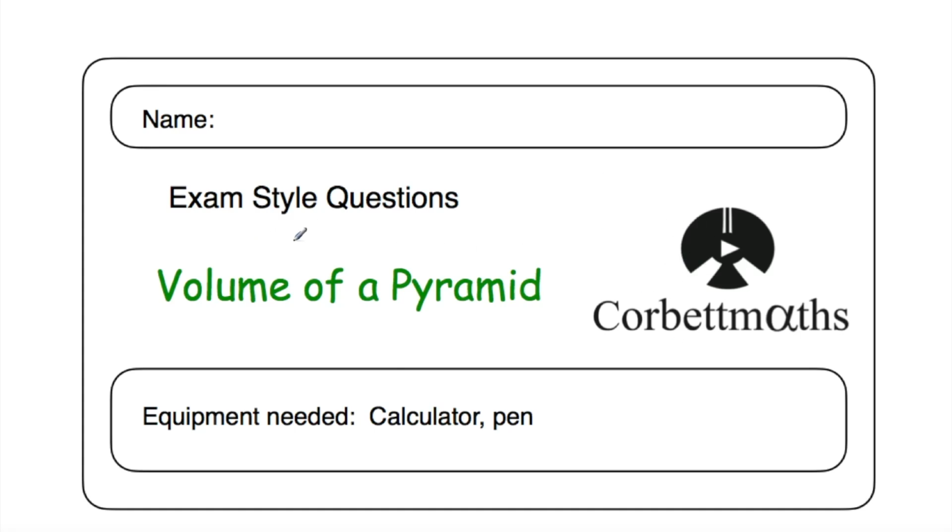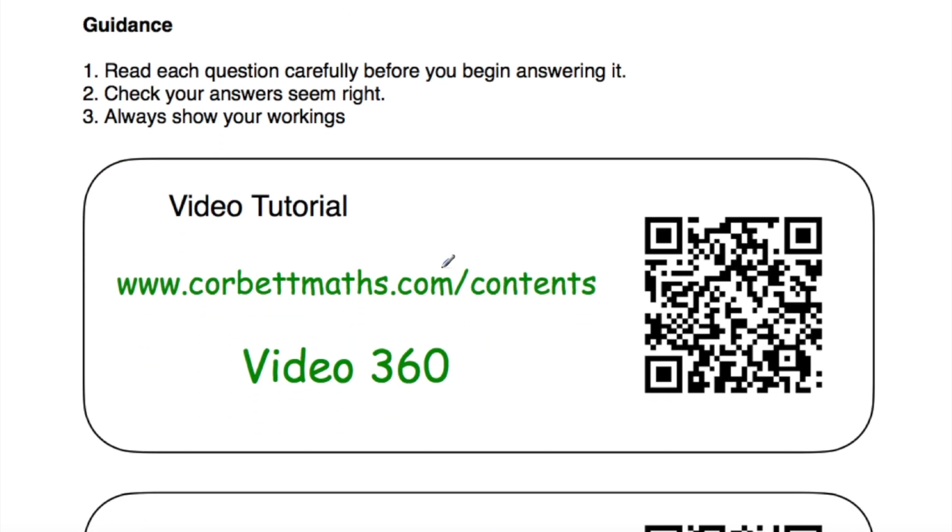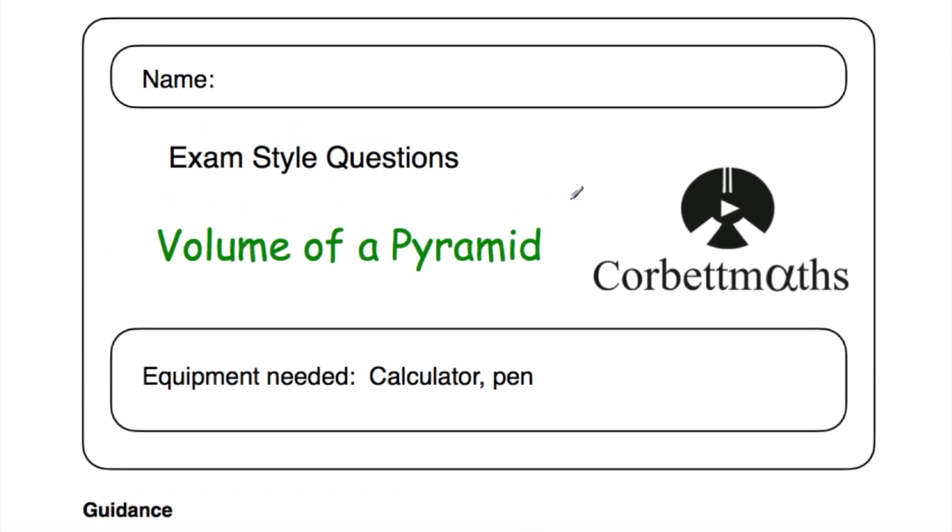In this video, we're going to look at the video solutions to the Corbettmaths practice questions on the volume of a pyramid. If you need any extra help in finding the volume of a pyramid, go to Corbettmaths, go to the videos and worksheet section and scroll down to video number 360, there's a dedicated video tutorial there on finding the volume of a pyramid. Alternatively, you could scan this QR code. But in this video, we're going to focus on the video solutions to the practice questions, so let's get started.